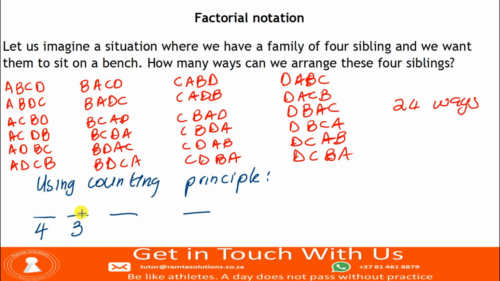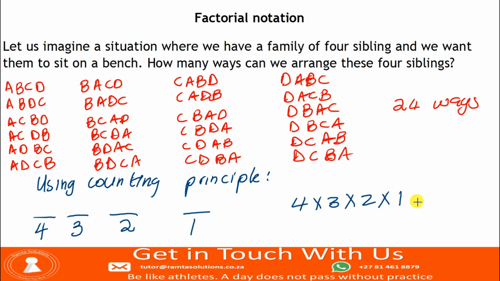When the first seat and the second seat have been occupied, how many siblings do we have? Now we are left with 2 siblings. For the third seat, there are 2 siblings left, so one of them sits. When one of them sits, obviously the last one has to sit. Therefore, what do we have? We have 4 times 3 times 2 times 1.